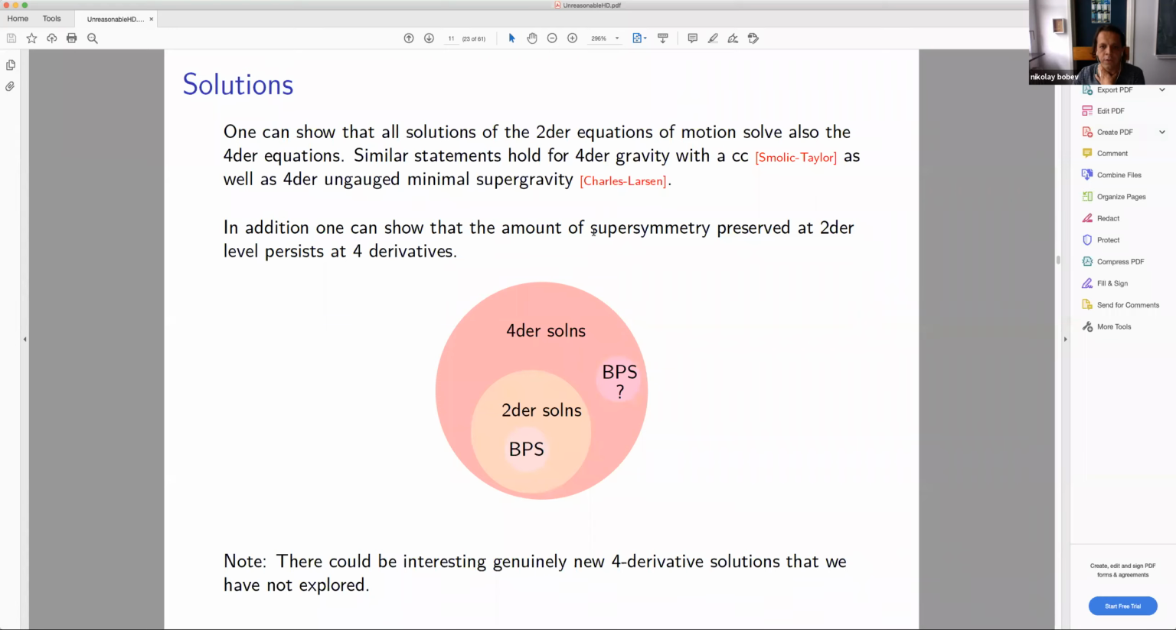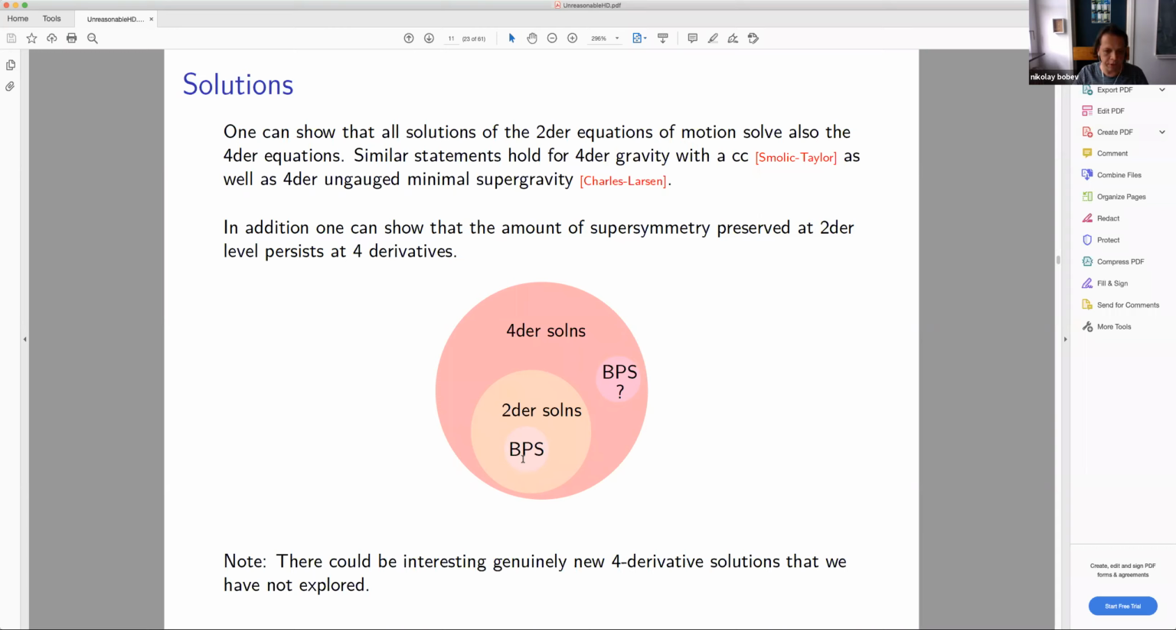Similar claims have been made in similar contexts without SUSY by these two people, as well as by Anthony and Finn Larsen in the context of asymptotically flat supergravity. Okay, in addition, SUSY is also preserved, meaning that if you have a two derivative solution which is BPS, it will also be a solution, and it will also be BPS in a bigger model with the corrections.